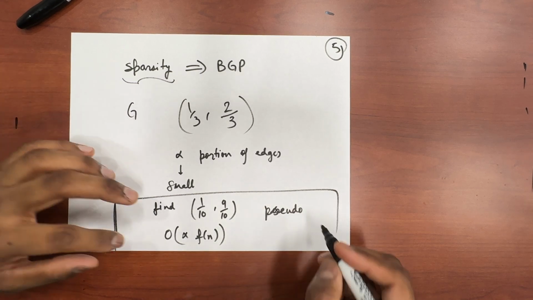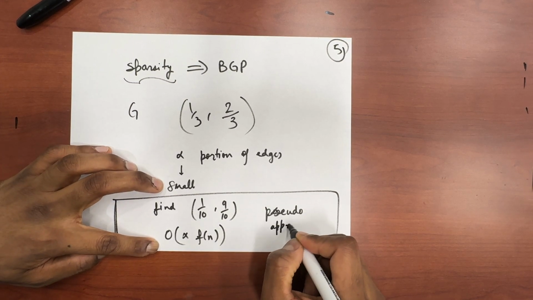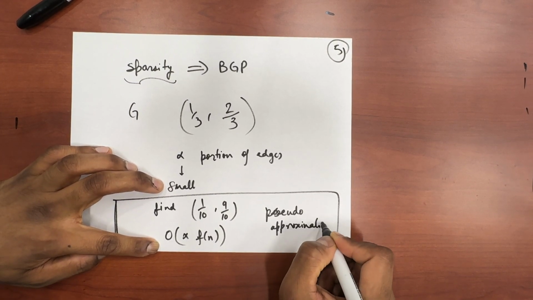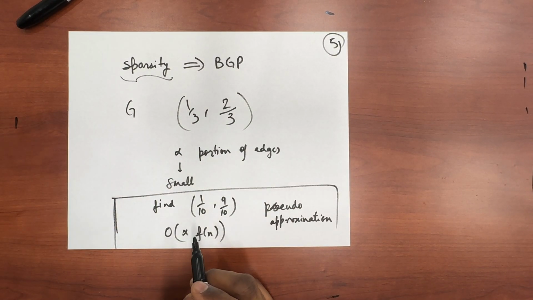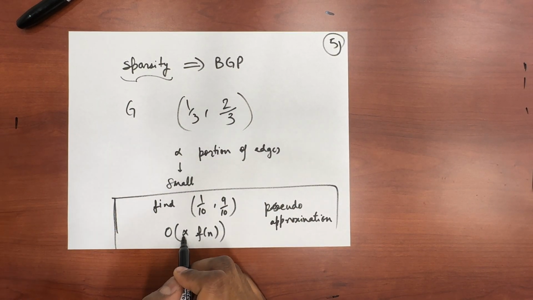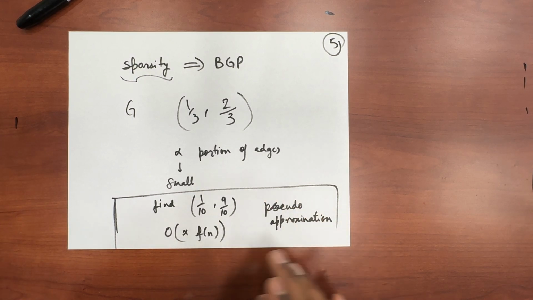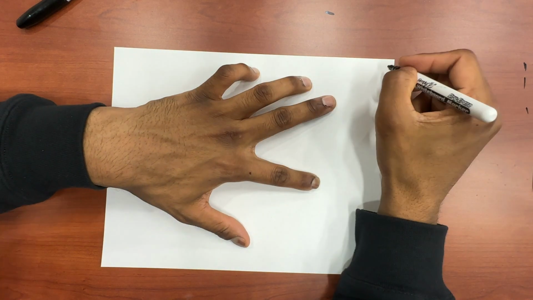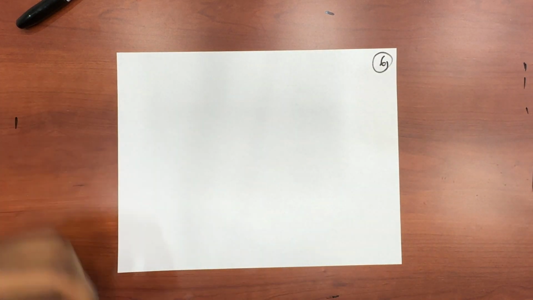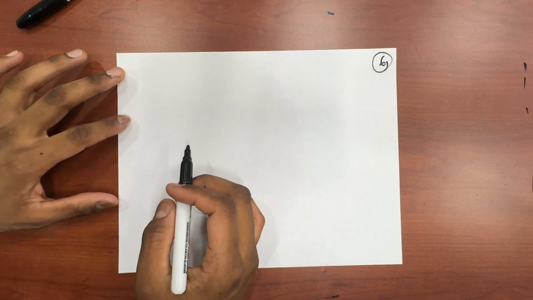So let's say that we call it a pseudo approximation, essentially. We don't really give a 2/3, 1/3 partitioning, but let's say a 1/10, 9/10 partitioning, which also has an alpha f of n approximation to the number of edges that it actually cuts. So how would you, as the viewer, go about designing such an algorithm? If I gave you an algorithm for the sparsest cut, how would you convert that into a balanced graph partitioning?